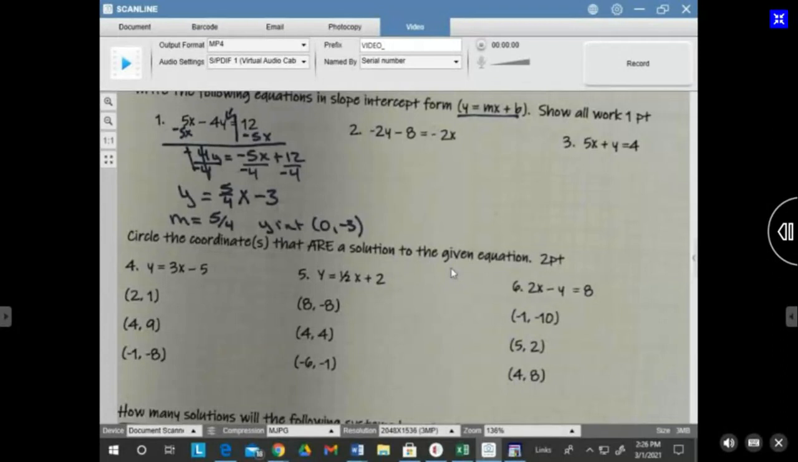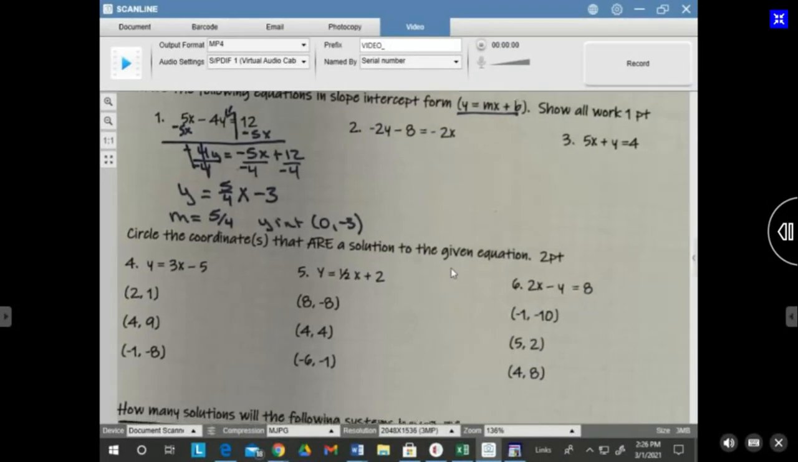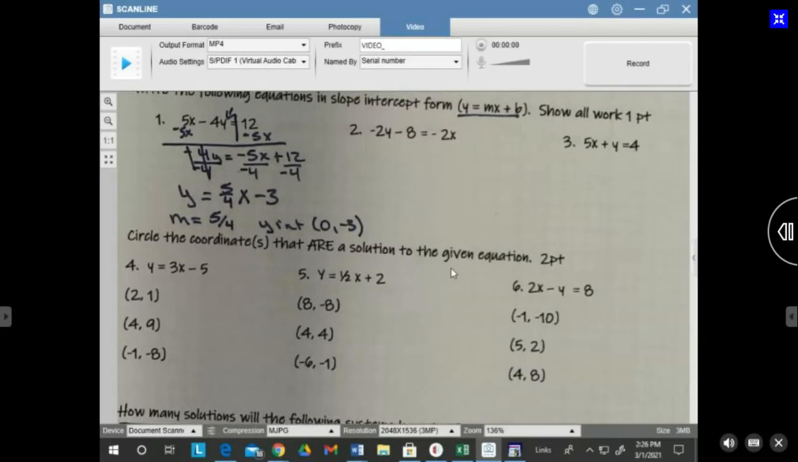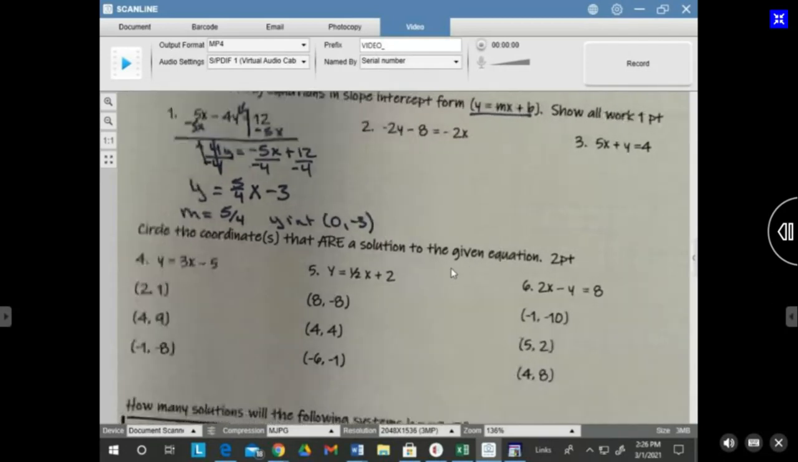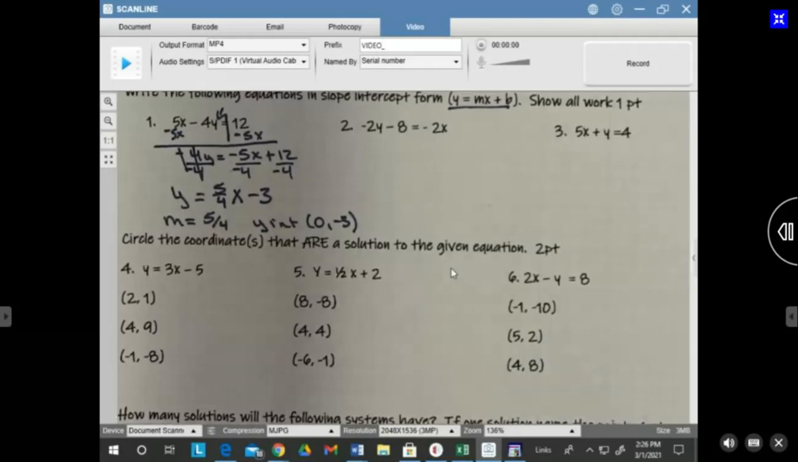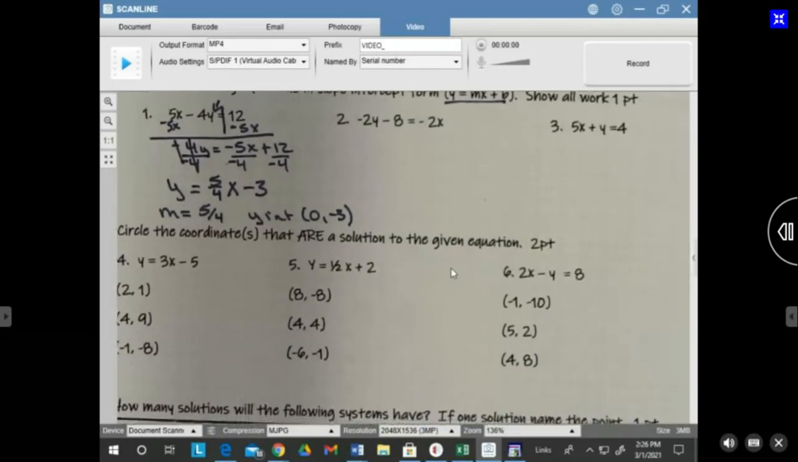You have 2 more of those to do. I'm going to tell you this: you'll have a good idea. This was the first and second page of last year's test on this. So this is what your test is going to look like.